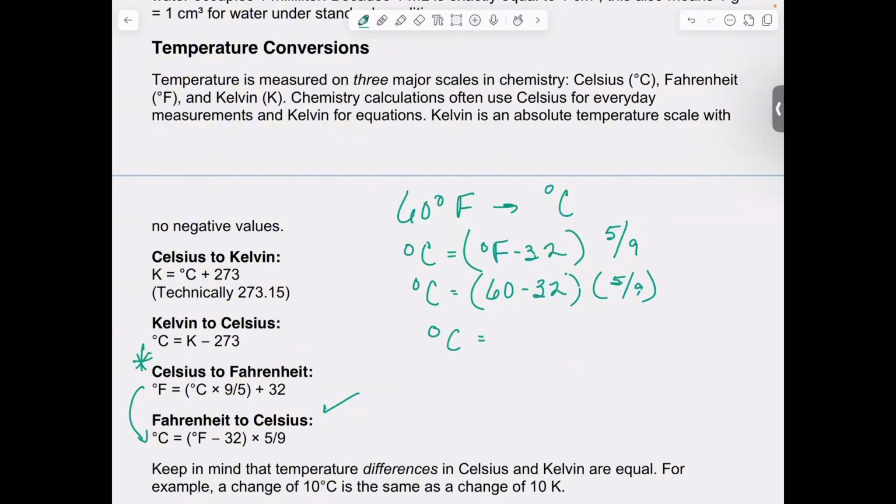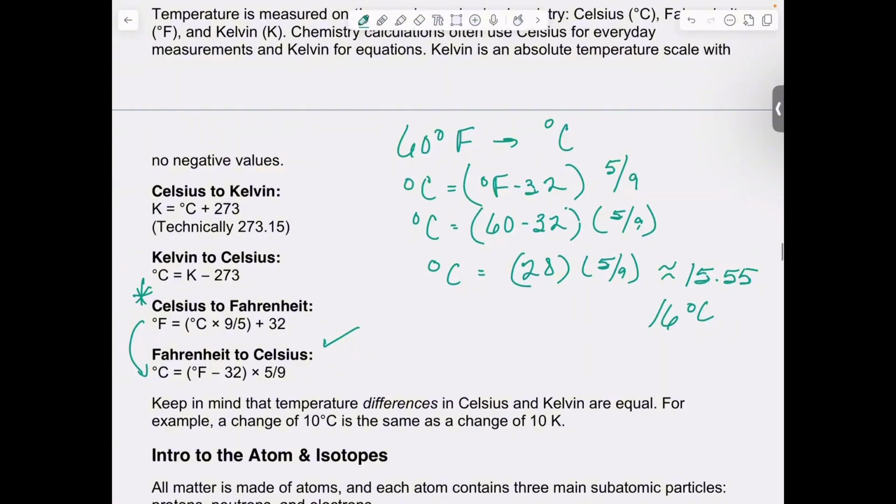Back to degrees Celsius, I'm going to do 60 minus 32. That's 28. And then times 5, and then divide by 9. So we're looking at 15.55. I'm not going to worry too much about sig figs here. Yeah, 16 degrees Celsius. Okay, so 60 degrees Fahrenheit, if you're over in Europe, if they tell you it's about 16 degrees Celsius, you know it's roughly 60 degrees Fahrenheit in America speak.